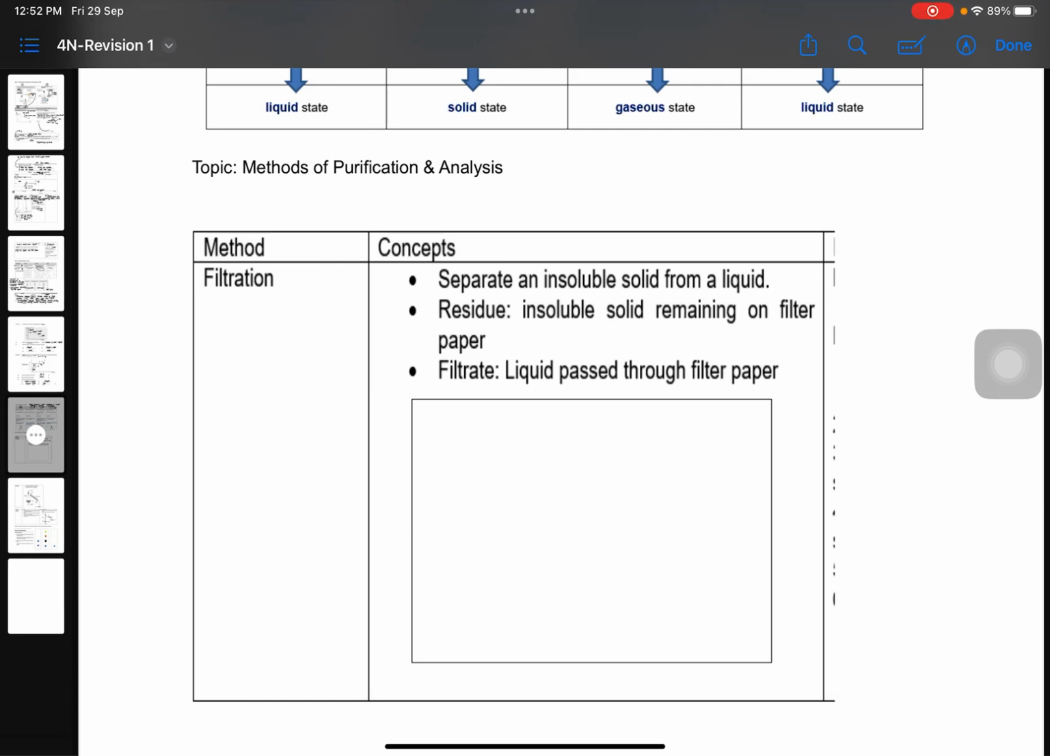Okay, the third subtopic is on methods of purification and analysis. Take note, if they ask you for the purity of a substance, the way to measure purity is to measure its melting point or boiling point.